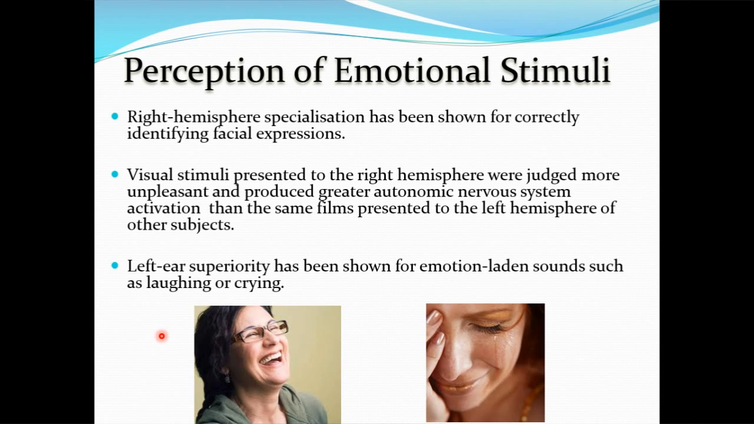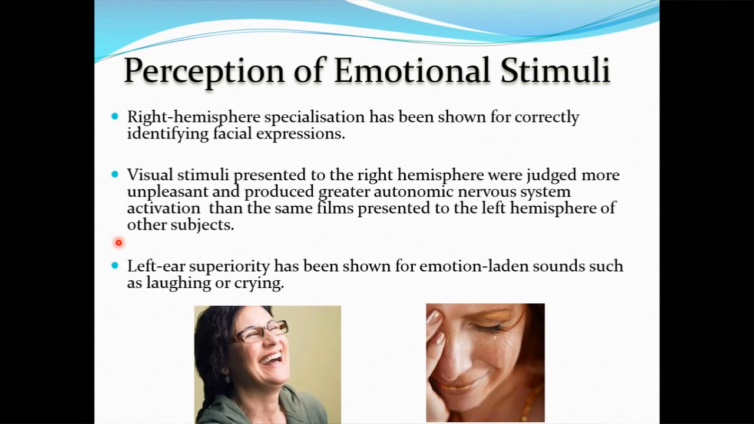Now, there's a right hemisphere specialization for correctly identifying facial expressions. Visual stimuli presented to the right hemisphere were judged more unpleasant and produced greater autonomic nervous system activation than the same films presented to the left hemisphere of other subjects. I don't know if you've come across this yet, but the right hemisphere tends to be a little bit more negative in its approach, a little bit more morbid. The left hemisphere tends to be a little bit more upbeat and positive.